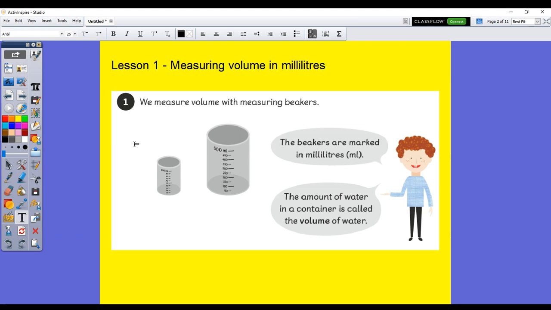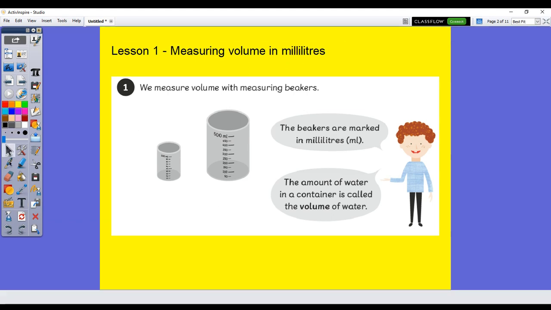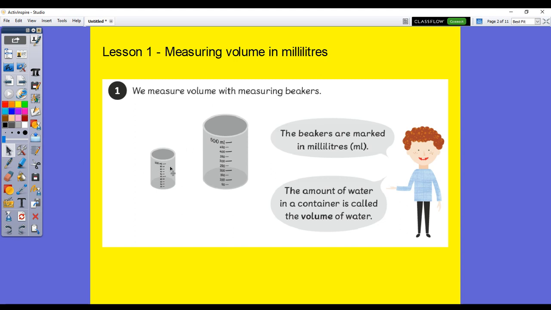So we can measure volume with measuring beakers. So if we were in science at school, or maths at school, we would have lots of these beakers out on the table. But because you're at home, you'll have jugs. I can't imagine you have many beakers, but with measuring lines on the side, you'll probably have measuring jugs at home to measure milk, to measure gravy, to measure water. If you have beakers, that's brilliant, but hopefully you might have some of these jugs at home. So the beakers and jugs are marked in milliliters.